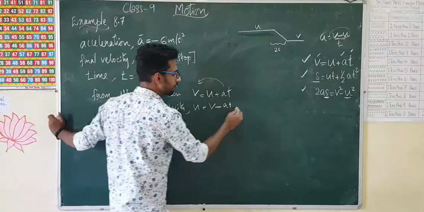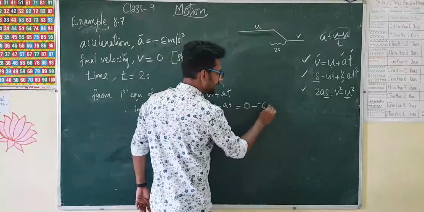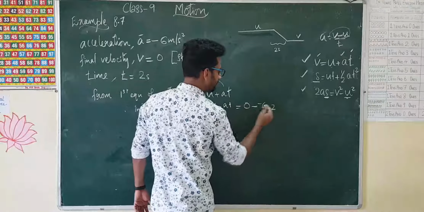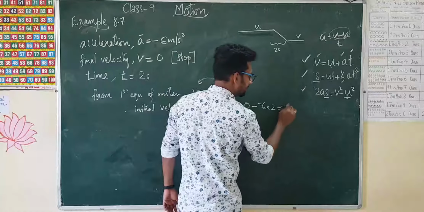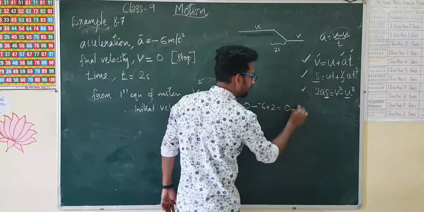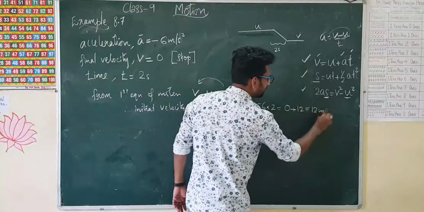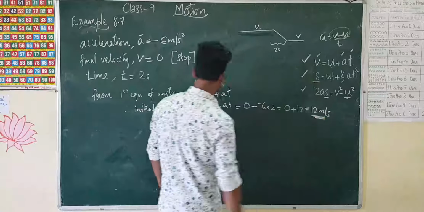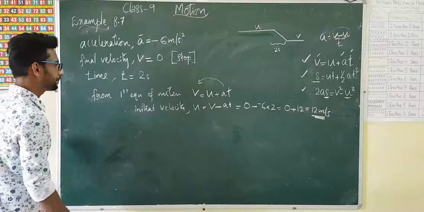Now substitute the values. What is v? v equal to 0, minus, what is a? Minus 6 into t equal to 2. Then minus into minus is positive. 0 plus 6 into 2 is 12. So what is the answer? 12 meter per second. So we got the initial velocity as 12 meter per second.